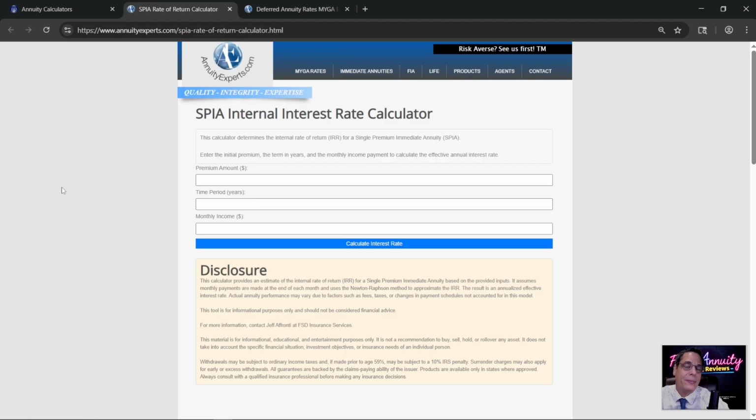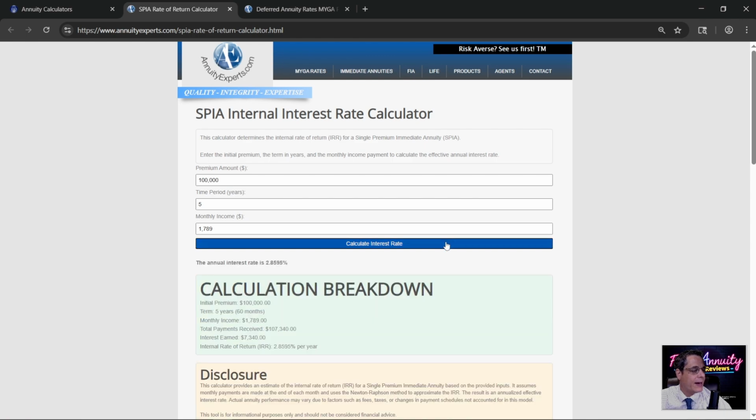So this is great for period certain immediate annuities. You put the premium. So let's say you put $100,000 in an immediate annuity, and the time period is going to be for 5 years, and the payments say $1,789 per month. So you hit the calculate right there, and you'll find out that after 60 months, $107,000 will be the total payments received, and the payout would be only 2.85%, right? So that'll give you, I think the current rates on those are like $1,879 though. Let's see. Yeah, that brings it to about 4.9.